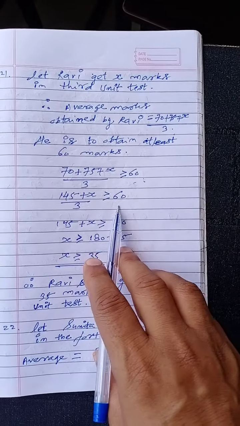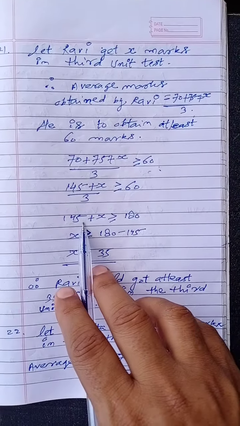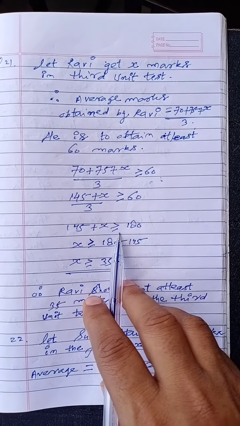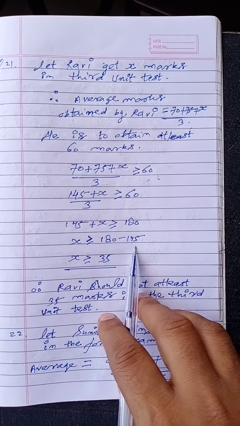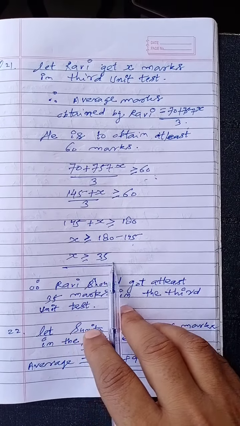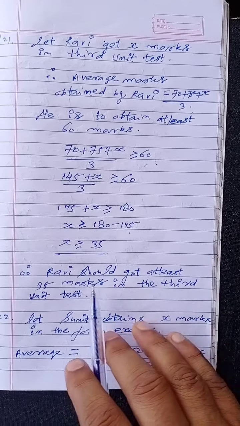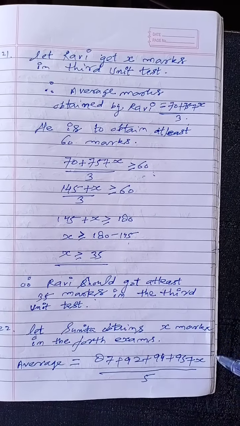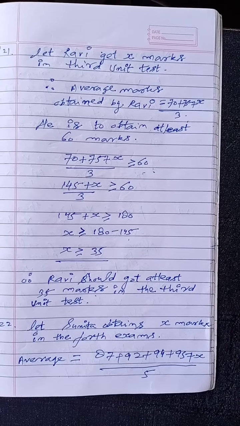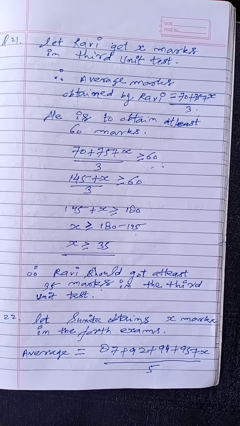(145 plus x) upon 3 is greater than or equal to 60. Now 145 plus x is greater than or equal to 180. Then x is 180 minus 145, so x is greater than or equal to 35. It means Ravi should get at least 35 marks in the third unit test. It may be 35, 36, 37, or more than 35.